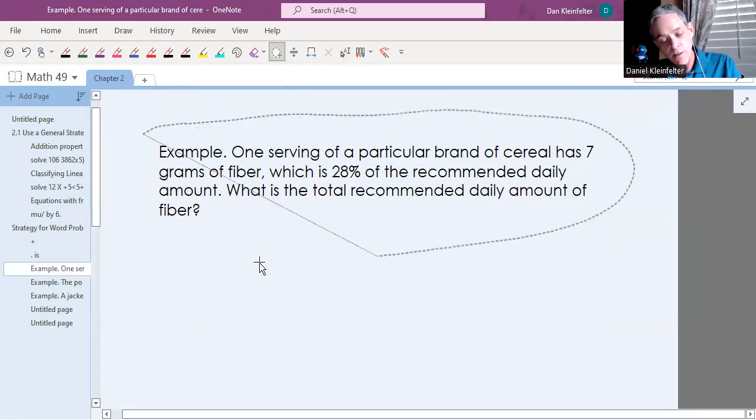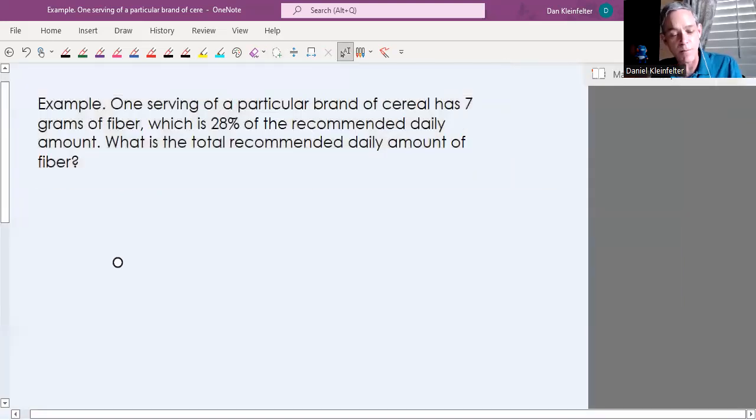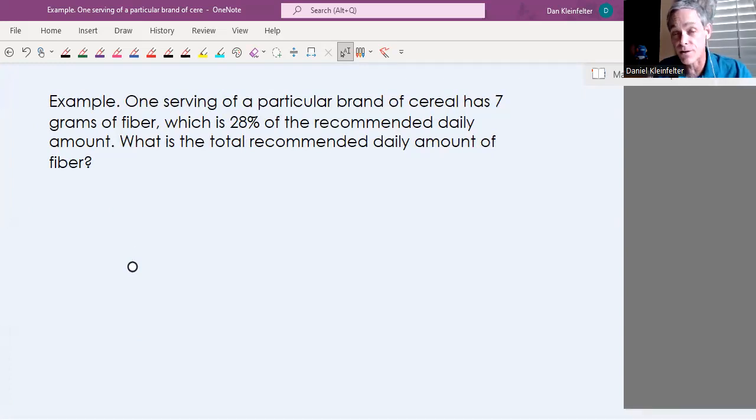So next we're going to do a story problem, kind of like the problems we were just doing, but there's a story wrapped around it. Remember for each of these that you're given the part, the whole, or the percentage, and one other value, and you're asked for either the part, the whole, or the percentage. This one, like I said, just has a story that goes with it. So here it says, one serving of a particular brand of cereal has 7 grams of fiber, which is 28% of the recommended daily amount. So we want to know, what is that recommended daily amount of fiber?